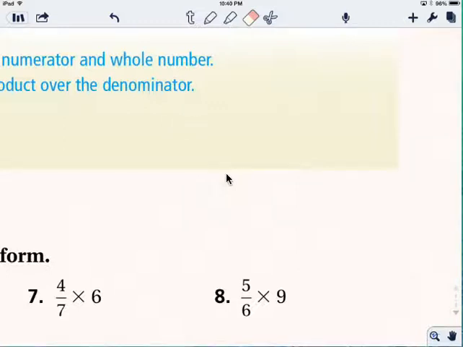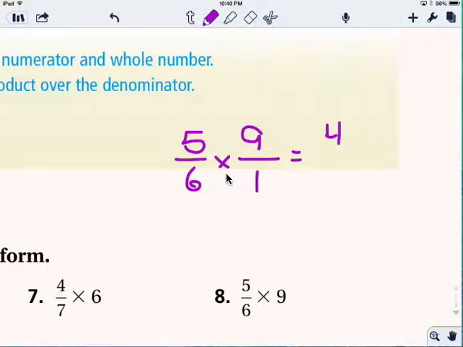We talked about when you write a whole number as a fraction, it's that whole number over 1. And so that's 5 times 9 is 45 over 6. Okay? Which is exactly what the book says to do anyways. The book tells you to multiply the whole number times the numerator, 9 times 5 is 45, and put that over the denominator. So what we do is no different than what the book does. The book just explains it differently.